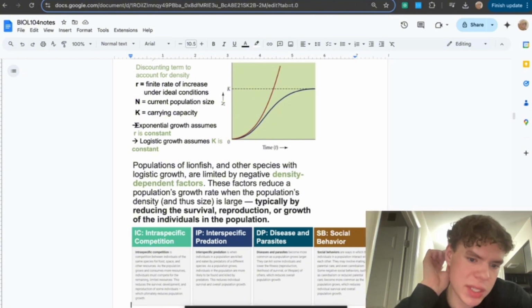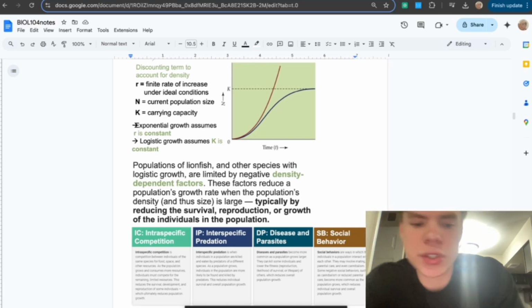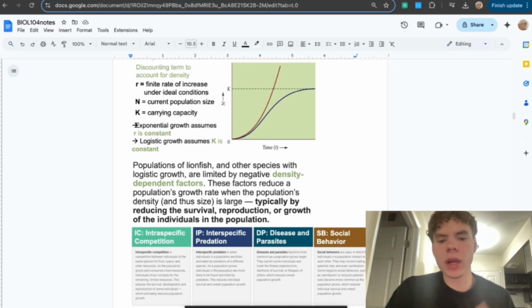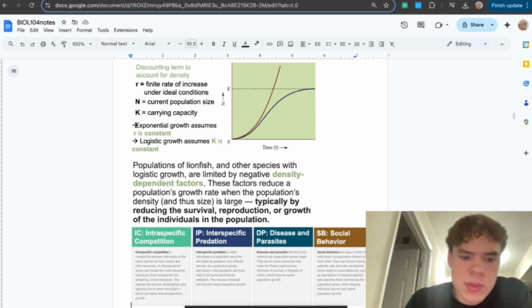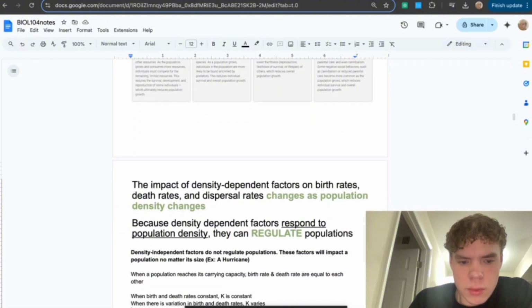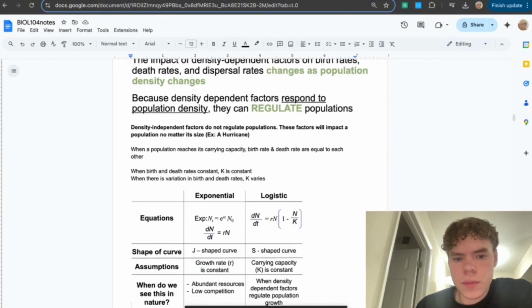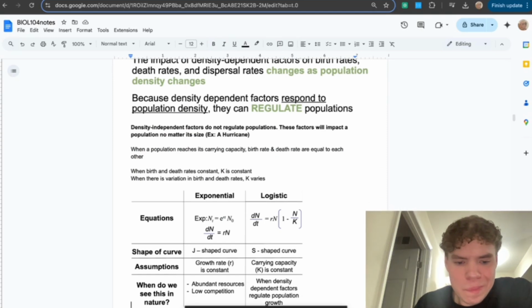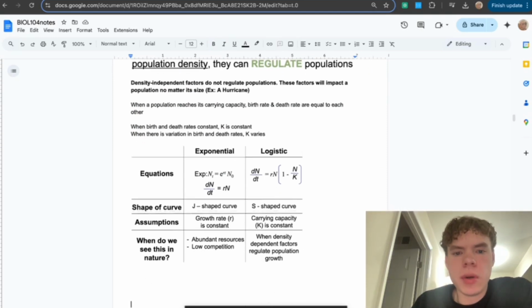Some examples of density dependent factors are competition, predation, disease, and social behavior. That makes sense, because if there's a larger population, you're going to see more competition for resources. There's going to be increased predation from other species. There's probably going to be more disease, more parasites, right? All of that makes sense. It's already what I explained.